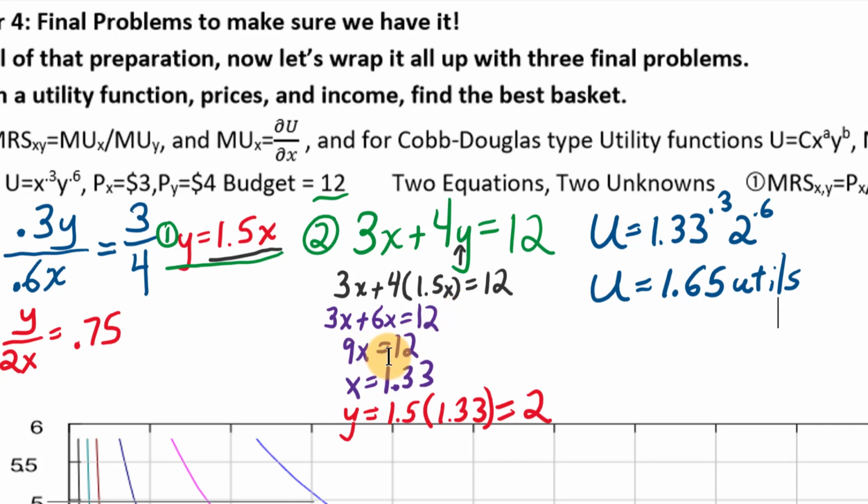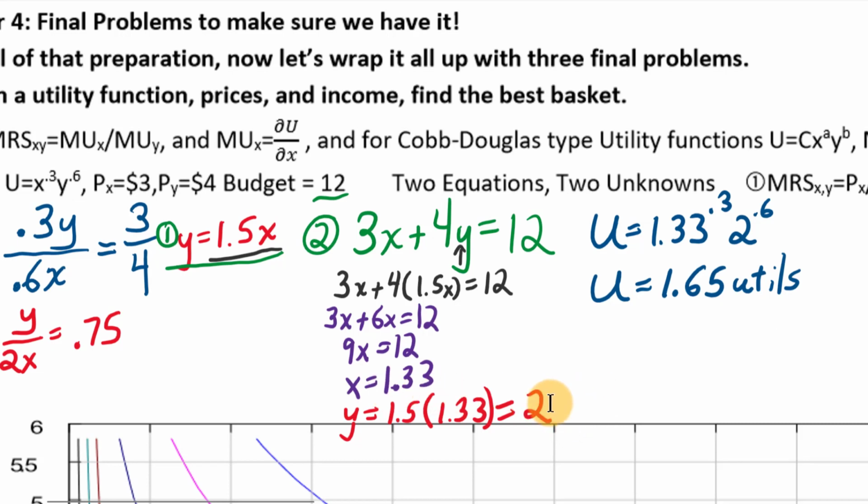All right, so we get 9x equals 12. x equals 12 divided by 9, which is 1.333333. We can just round that off to 1.33. And then we plug that x value into this equation where it tells us that how many y's we want is 1.5 times as many x's, and that gives us 1.99999, which really is 2. Now we know how much x and y we're going to have.